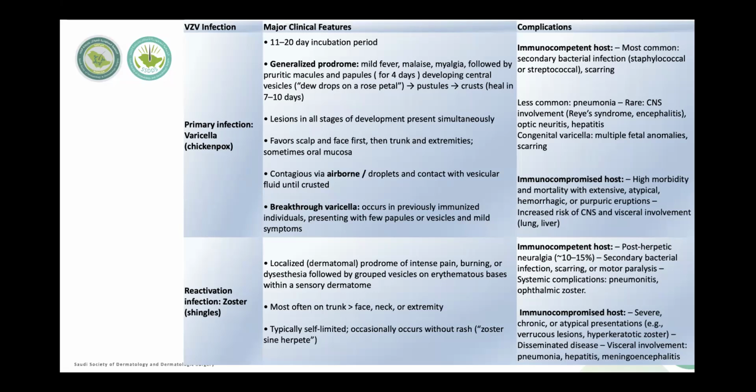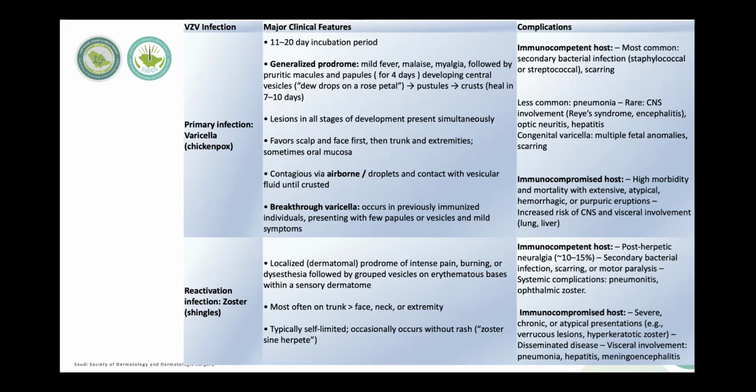What's very important for this scenario is that they keep getting new lesions for around 4 days. After that, they don't. And by the 7th to 10th day, everything will be just crusted. And when you see the crustation, that means the patient is not contagious anymore. But if the patient keeps presenting with new lesions beyond the 4th day, that means the patient maybe is immunodeficient. Okay. Very important thing to recognize is that lesions are in all stages of development.